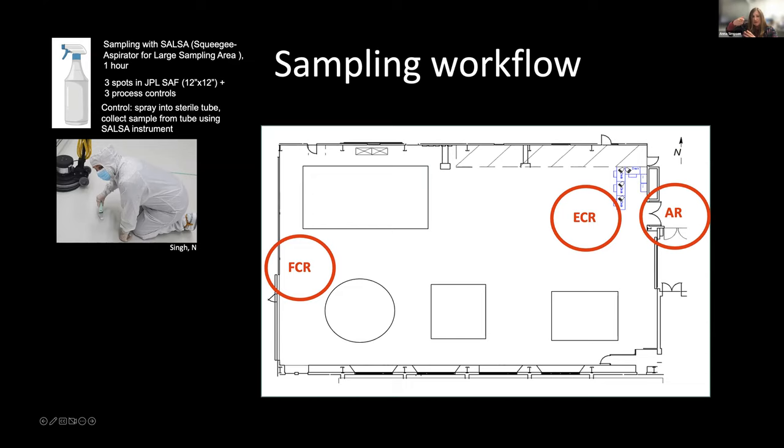So we sampled three 12 by 12 inch adjacent areas in each spot and also took three process controls where we sprayed the same collection water that we were using on the floor into a sterile collection tube and sucked it up with a SALSA instrument. So it was going through all the same processes that the samples were.